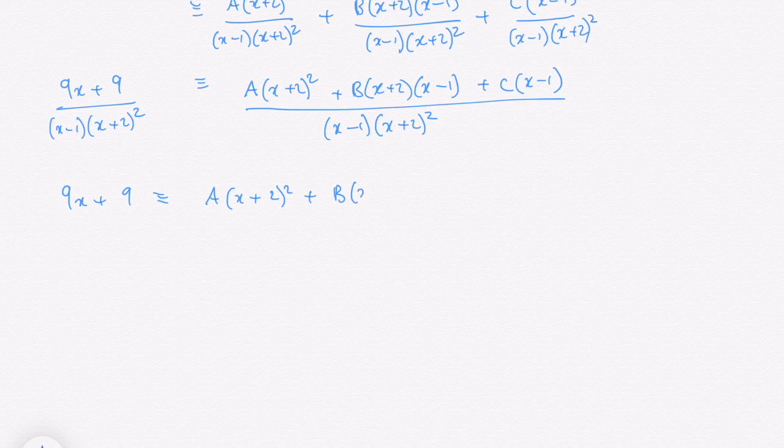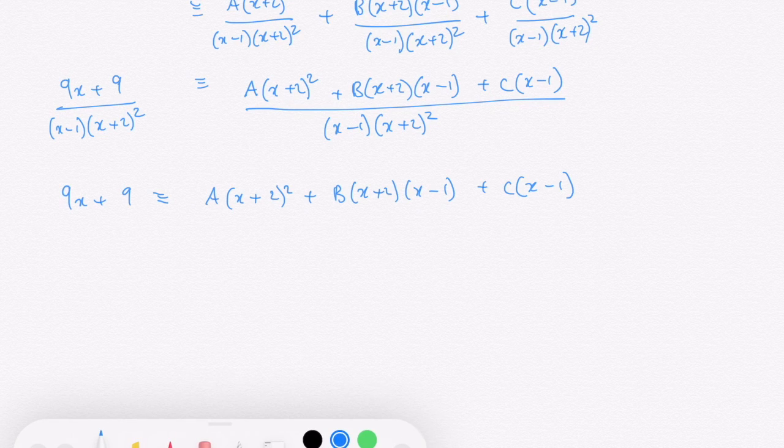And if this is always true, we know it is true for all x. So in particular, we can substitute in any value of x here. But if we look carefully, what might be a sensible value of x to try? Well, notice if x is negative 2, this bracket and this bracket are going to be 0.